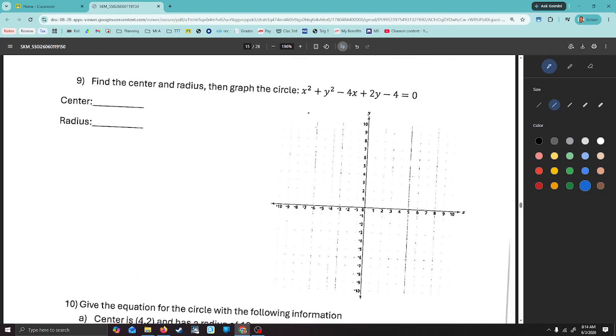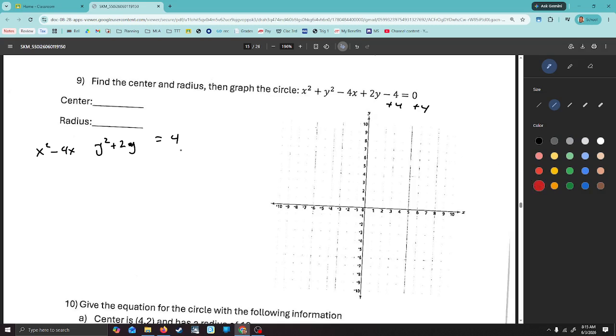Here is the tough one because I have to actually complete the square. So let's first start this off by rewriting it with all the x's together, all the y's together, and all the normal numbers on the other side. So x squared minus 4x, leave a little gap on purpose. y squared plus 2y, leave a little gap on purpose, equals positive 4 because I'm going to do plus 4 on both sides. So the first thing I do is move all my x's together, all my y's together.